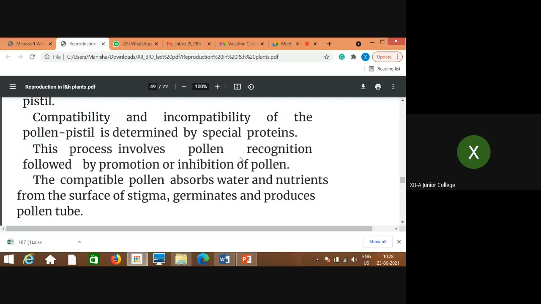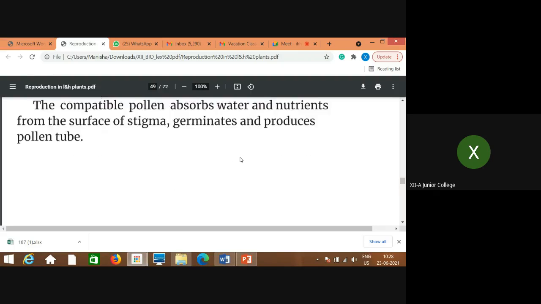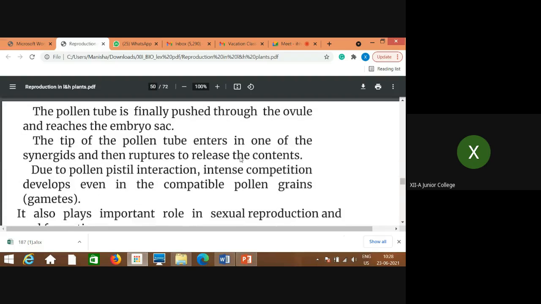The compatible pollen absorbs water and nutrients from the surface of the stigma, then germinates and produces a pollen tube. This part is very important: the stigma has the capability to recognize the pollen grains of the same species. Once the pollen grains of the same species are recognized, the further process starts. That means what we learned in the previous part about development of the male reproductive organ, where the male gametophyte is developed. So the pollen tube is finally formed there, and it is pushed through to the ovule and reaches the embryo sac.